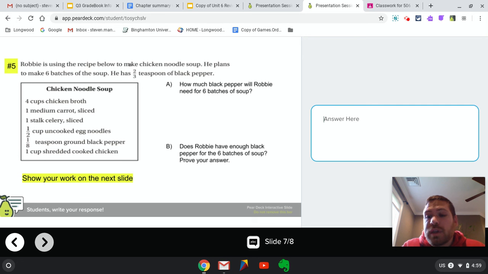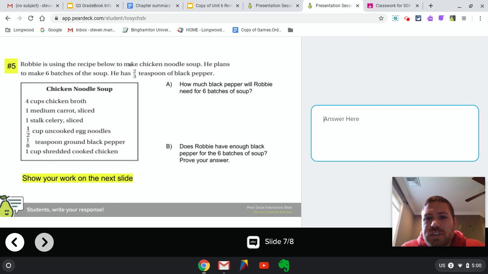So right away we should be thinking we're going to be multiplying by 6 at some point, because for him to make 6 batches, that's what he has to do. Or he's going to add each ingredient 6 times by itself, right? He could do 4 plus 4 plus 4 plus 4 plus 4 plus 4 and figure out the amount of chicken broth he needs. Or he could just multiply by 6. And for each ingredient, he could do the same thing. So we have to be thinking, okay, he wants 6 batches. That means he's going to be multiplying something by 6 at some point, if not everything by 6, okay?